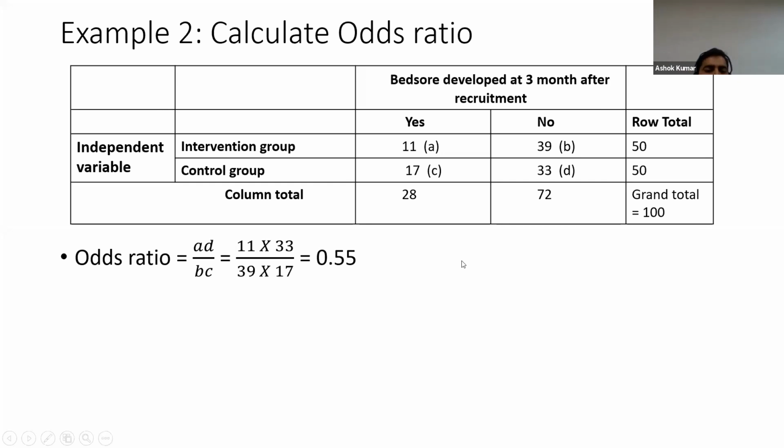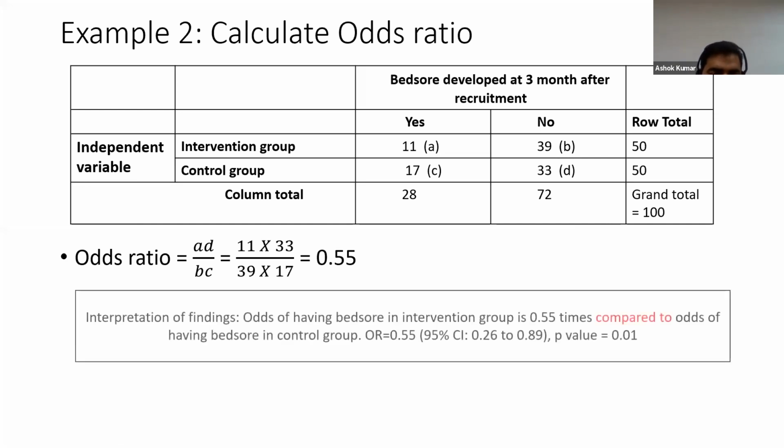Okay, this odds ratio is 0.55. Now how do you interpret it? You have to interpret it, otherwise it has no value. So odds of having bedsores in the intervention group is 0.55 times compared to odds of having bedsores in the control group. That is the OR value, and the 95% confidence interval and P value are hypothetical. I have given them just for example.